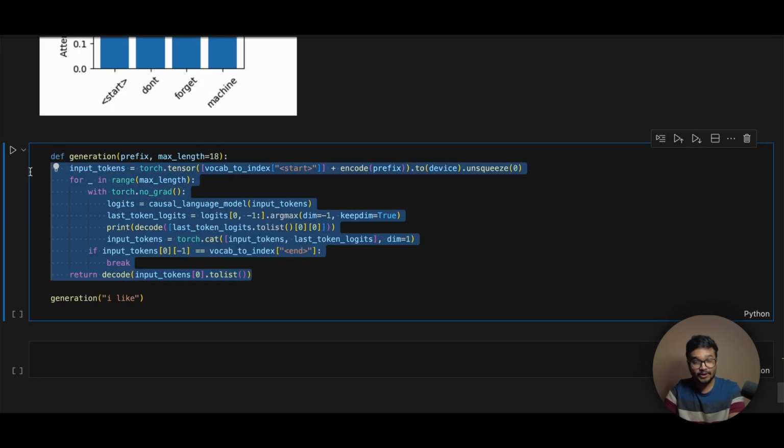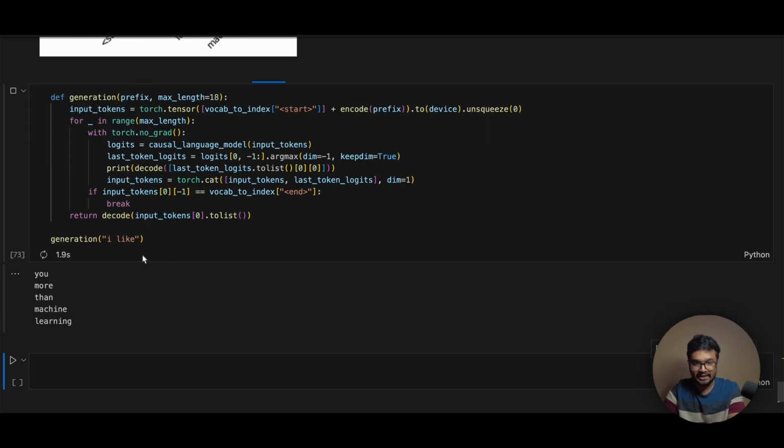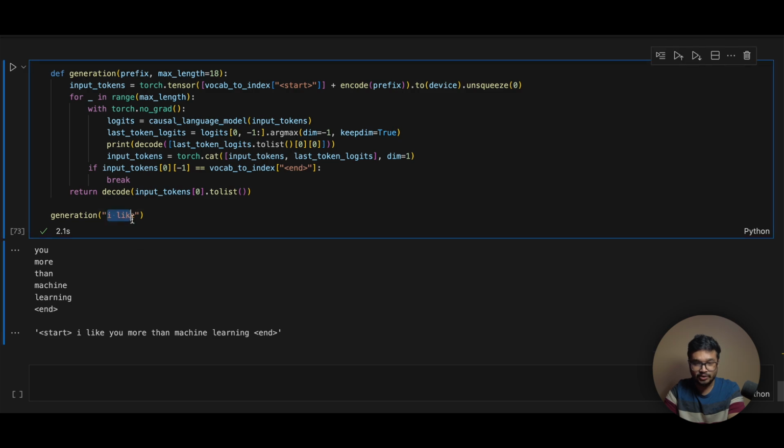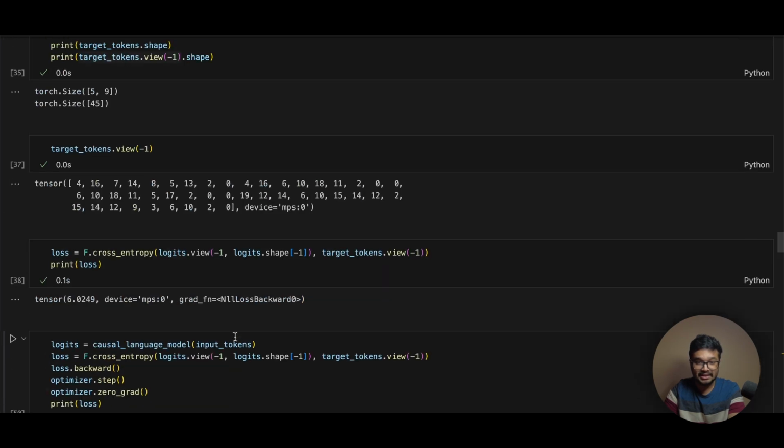Now you can also write all of that inside a single loop. Here I have a function called generation, which basically passes in the input tokens one by one, appends to the sentence, and then keeps producing words until it hits the end token. So if I input the words I like, it predicts start I like you more than machine learning, which indeed is one of the sentences in our dataset right there.